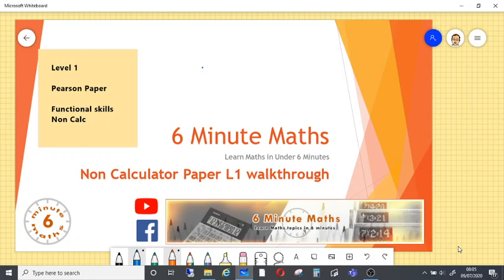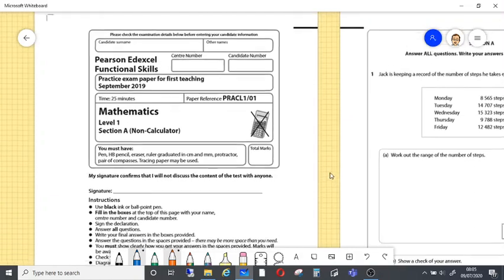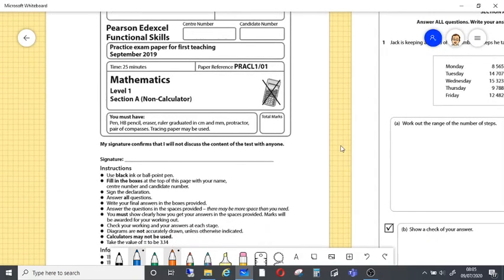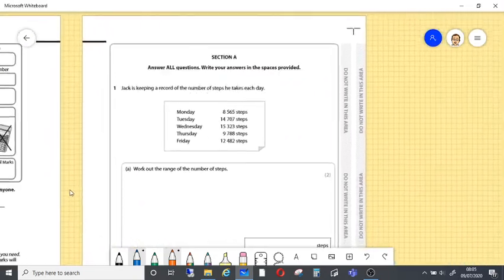answers and typical responses. And just to say, some of the answers may be different, the way that you do the calculations may be different to the way in which I do the calculations, and that's absolutely fine. This is only an example and a typical walkthrough of a paper. So let's have a look what we've got. We have got a Level 1 non-calculator paper, 25 minutes, it's usually 4 or 5 questions. So without further ado, I will look at the first question, and here it is.